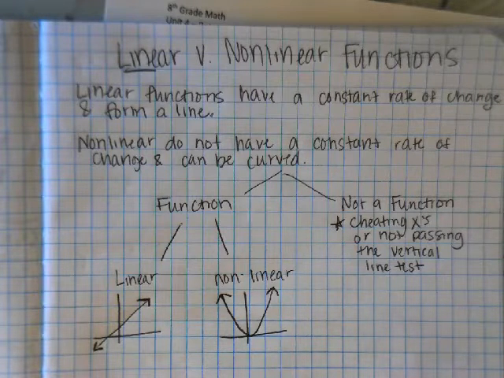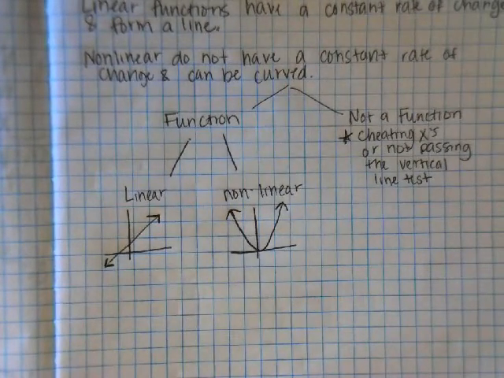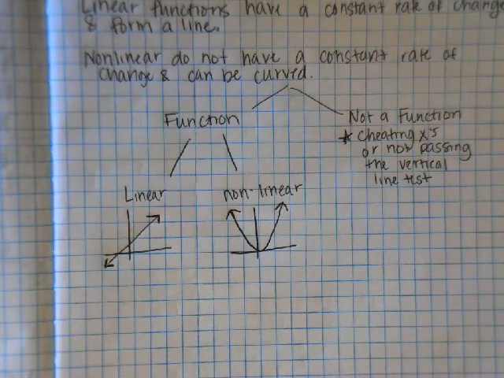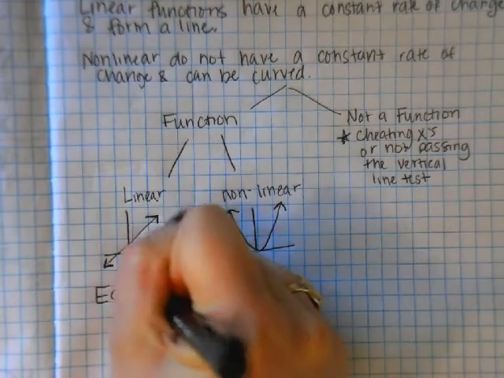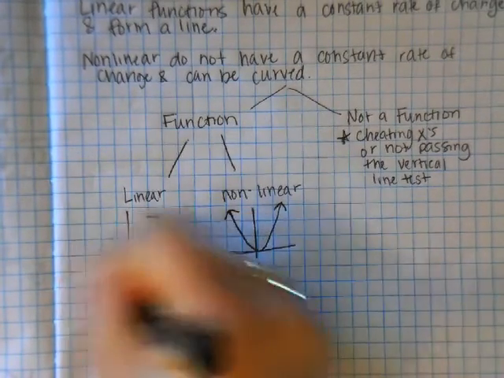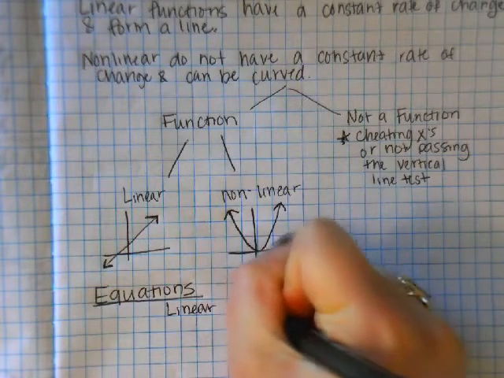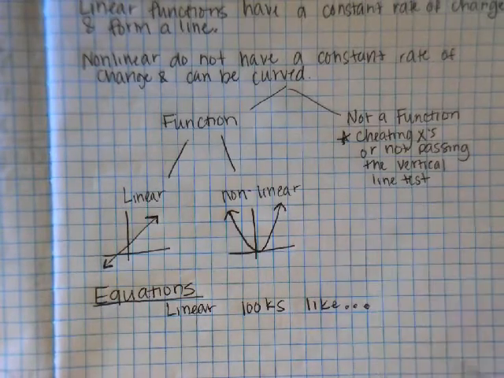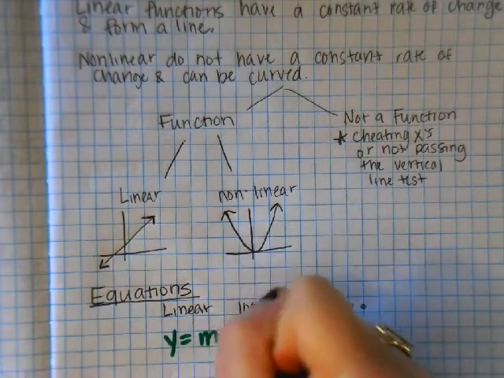Okay, so there are three ways that we have looked at linear functions. We've looked at tables, equations, and graphs. So that means from a table, an equation, or a graph, we need to be able to determine whether or not it's linear or nonlinear. So starting with equations, linear looks like y equals mx plus b.